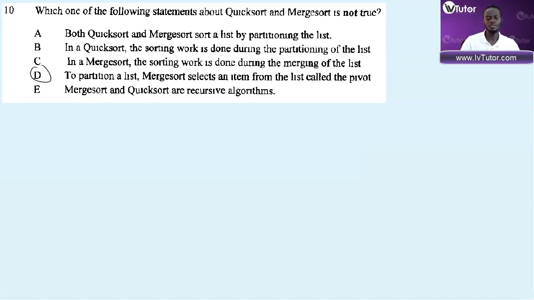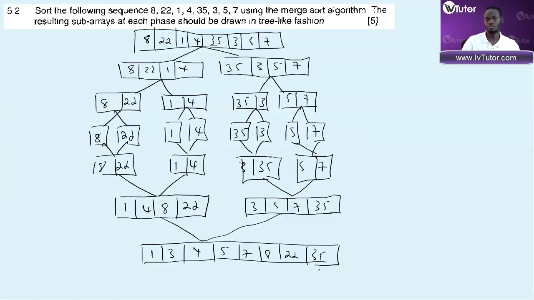So that's it about merge sort. I think you just have to keep on practicing merge sort. It's not really very difficult to apply. You just need to practice. And that's it on merge sort.